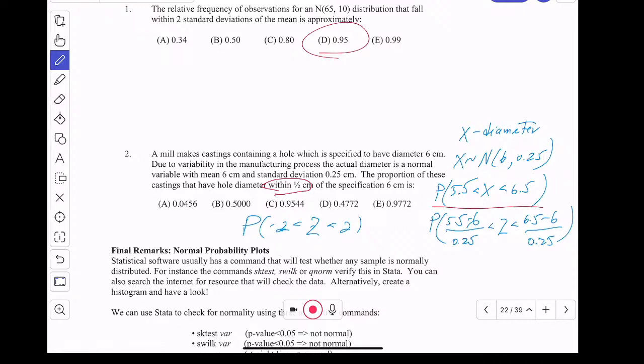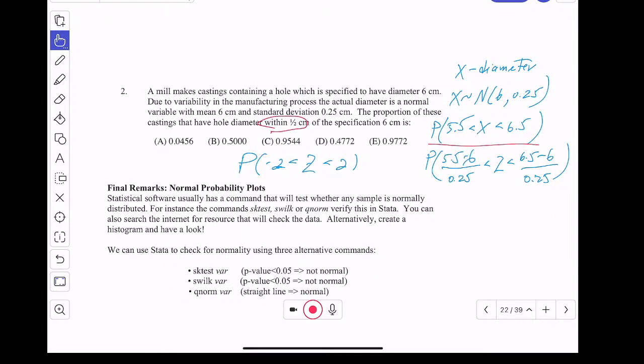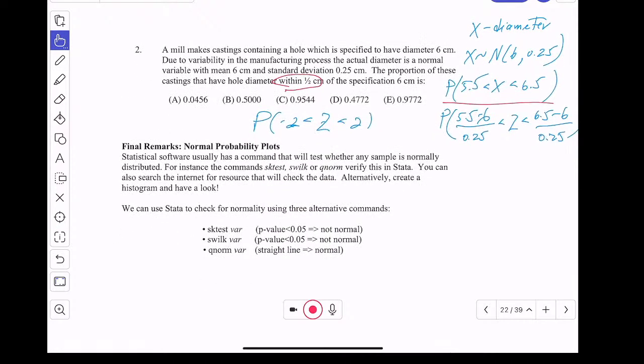Okay, and then I just made some comments about using software. You can do commands like skTest, swilk, and qnorm in Stata, if you have Stata, or some other software. Excel must have something to check normality. Once you have a distribution, you can determine if it's normal or not. These are all tests of significance. We're going to talk about p-values and these sorts of things later, but basically these are tests to check if your distribution is normal. So software does that, including Excel.